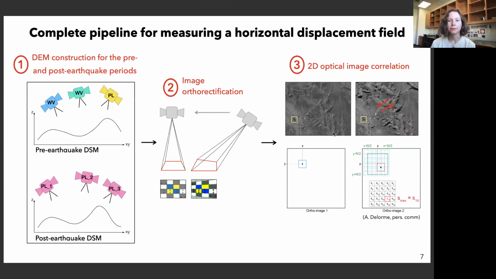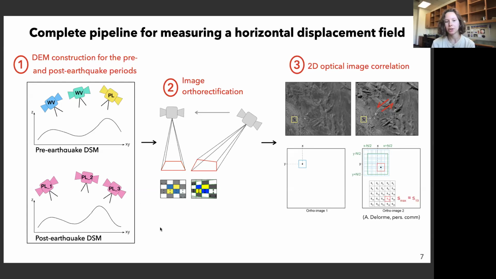So the complete pipeline for measuring the horizontal displacement involves, as I said in the first part, constructing DSMs for the pre-earthquake and the post-earthquake period. If you want to construct your own DSM, you need to have at least 2 images before and 2 images after, which is a requirement. If you don't, there are other methods to go around this problem, but you can have more noise.